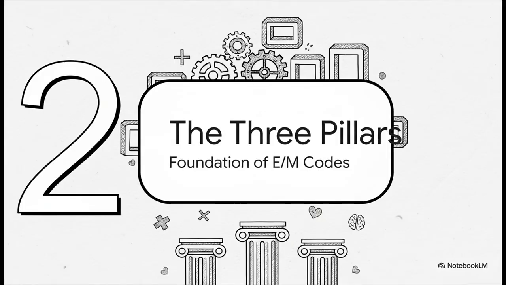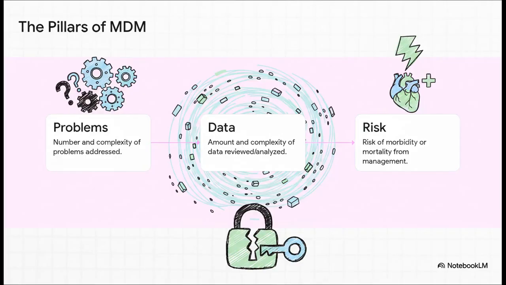So how in the world do you quantify something as complex as medical decision-making? Well, it all comes down to 3 core pillars. Think of these as the foundational building blocks for every single E&M code you're ever going to use. Once you get these, I promise, the whole system just starts to click. So let's meet them. And here they are.